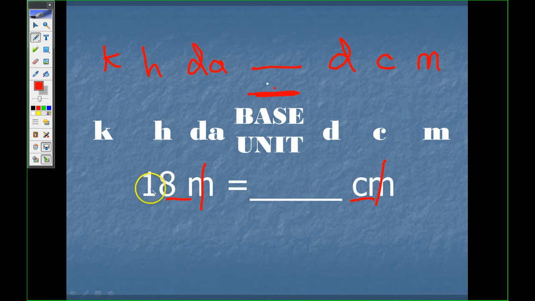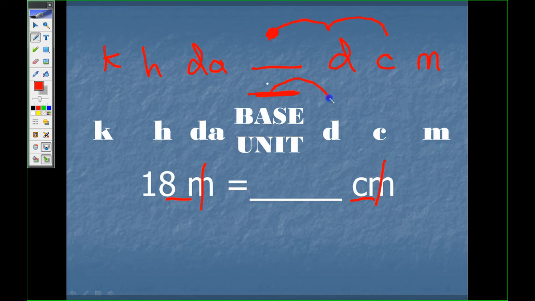I don't say base unit, I draw a line. Well, where are we starting? What do we know? We know 18 meters. There's not anything in front of this M, so we start right here. But where am I trying to go? I want to go to centimeters. I just moved 2 spots to the right.